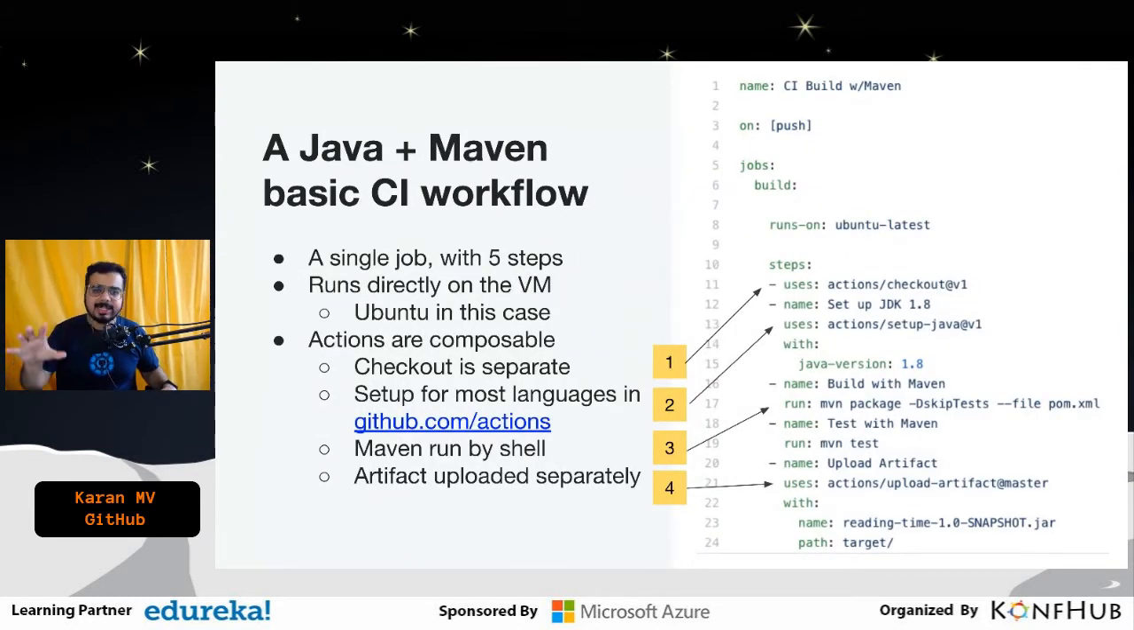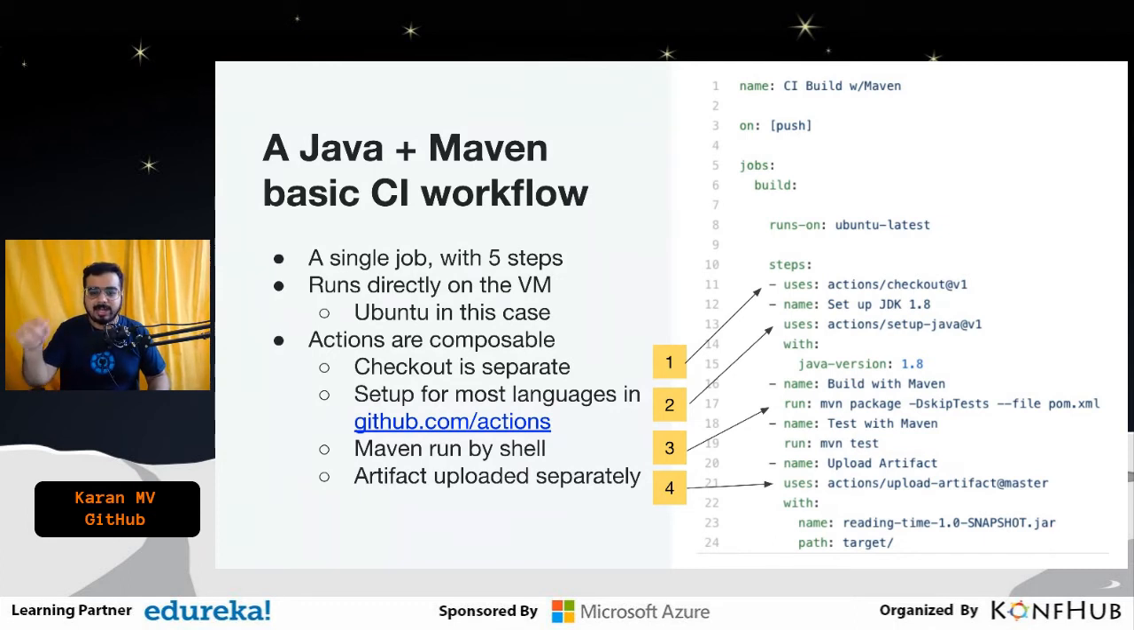So here is an example of what a basic Java plus Maven CI workflow would look like. Just look at the structure. You can see that it's a single job with the name called build, and it has 5 steps. The 5 dashes are your YAML list syntax.